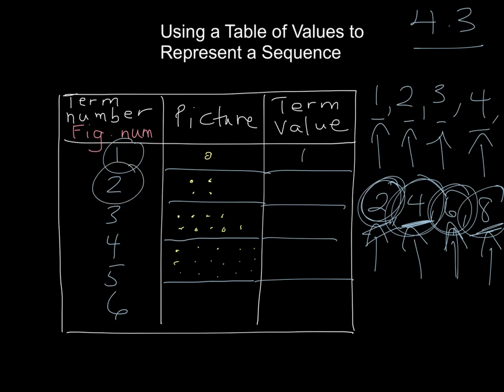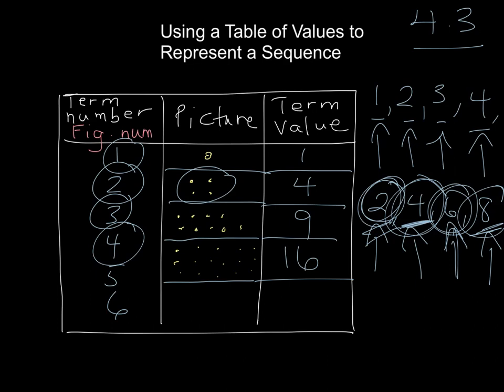For figure number 2 or term number 2, so again, term number can also be called figure number, there are 4 dots, so the term value is 4. For the term number 3 or figure number 3, there are 9 dots, so we put 9 as the term value. For the fourth term number or the fourth figure number, there are 16 dots, so the value is 16.